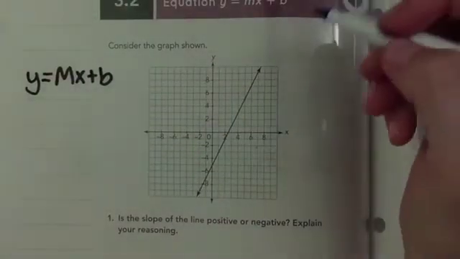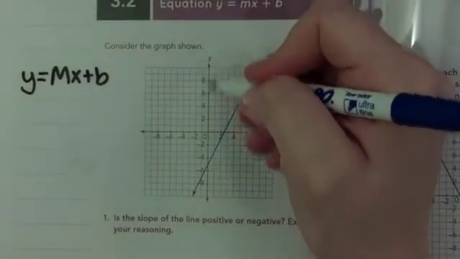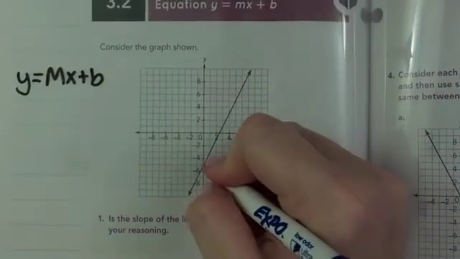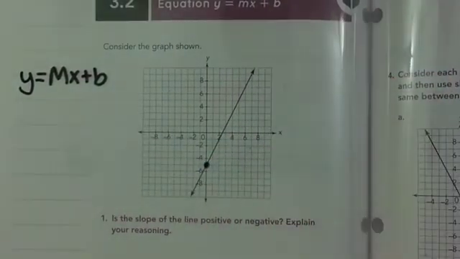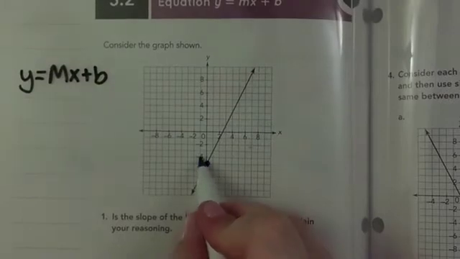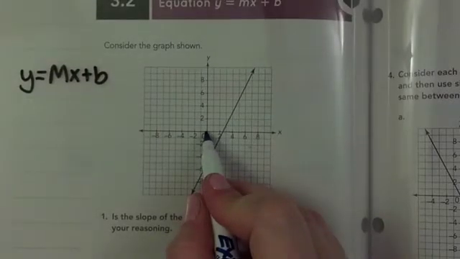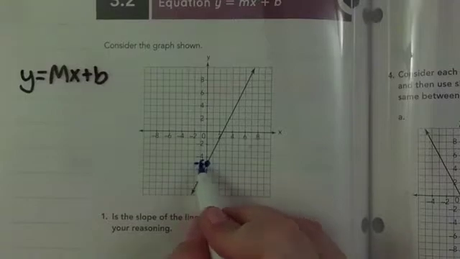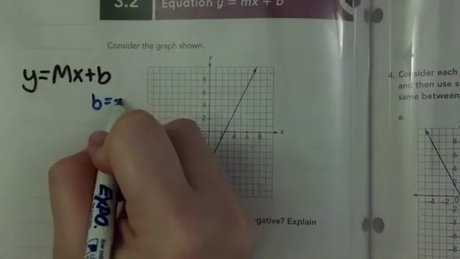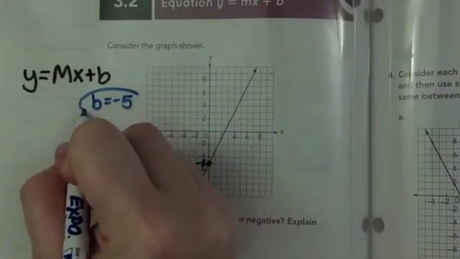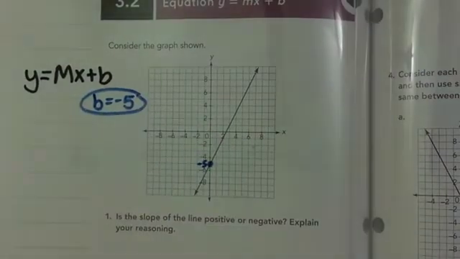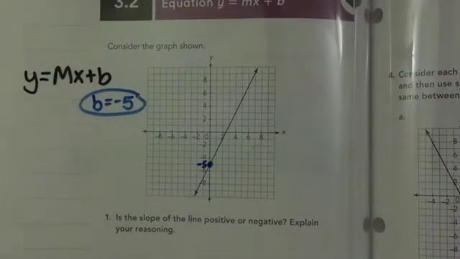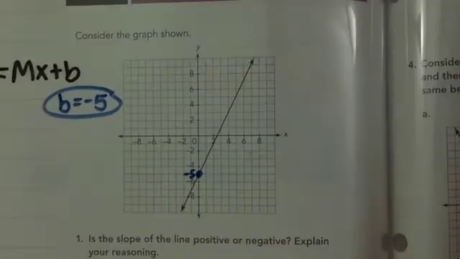I always like to see where it crosses. So think about your y-axis, and it is crossing right there. So that's 0, -1, -2, -3, -4. So that's actually -5. So our b is going to be -5. And now let's find the slope. So I'm going to zoom in.